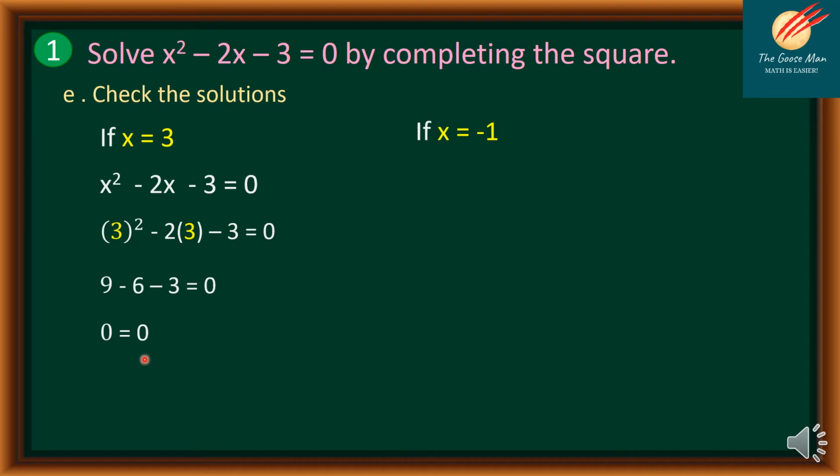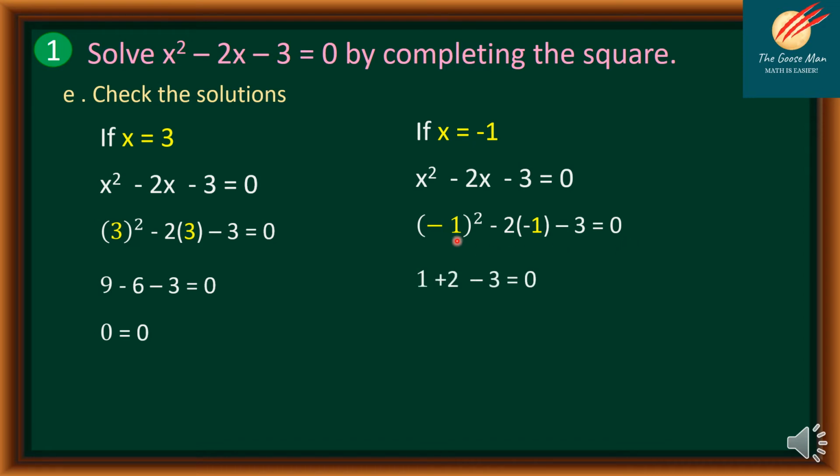On the other hand, if x is equal to negative 1, using the original equation again, simply substitute x is equal to negative 1. So I have negative 1 squared minus 2 times negative 1 minus 3 is equal to 0. Take note that negative 1 squared is equal to 1. Negative 2 times negative 1 is positive 2, minus 3 is equal to 0. So 1 plus 2 is equal to 3, minus 3 is equal to 0. So 0 is equal to 0.